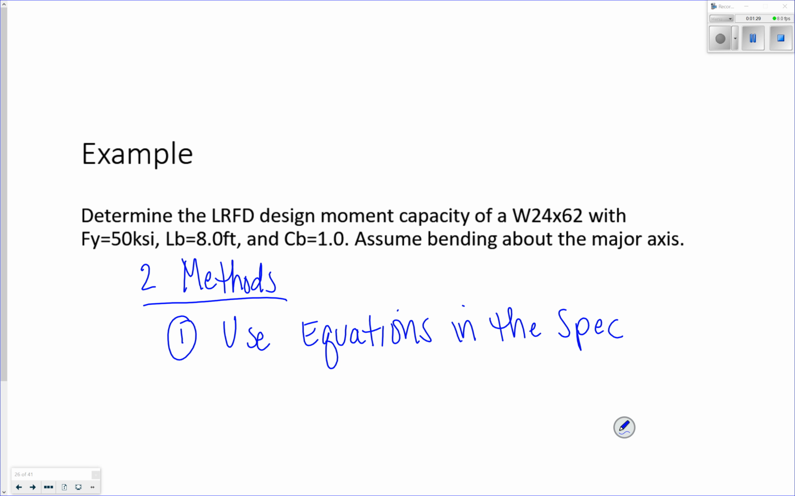All those long equations, you can calculate the yielding moment, you can calculate its lateral torsional buckling capacity, and calculate what's going to happen. But the easier way to do it is to use the design tables. So that's what we're going to do.